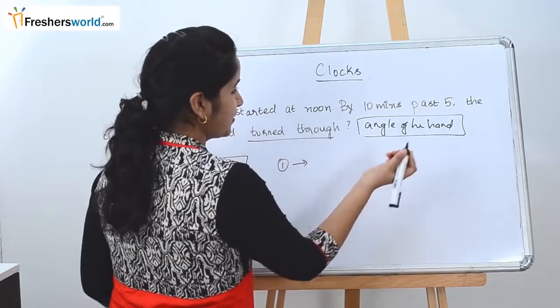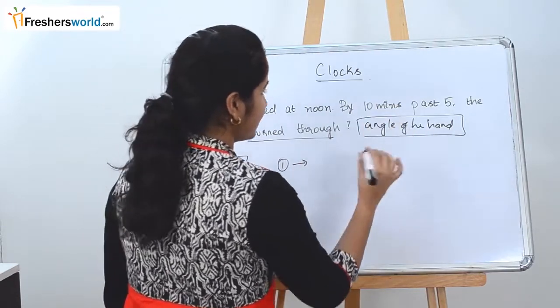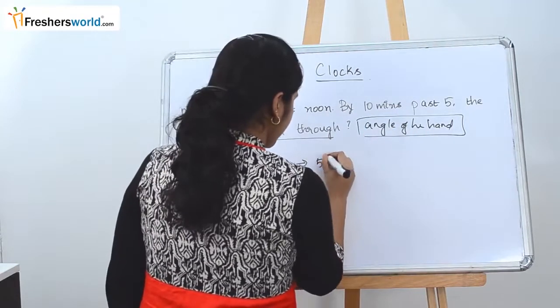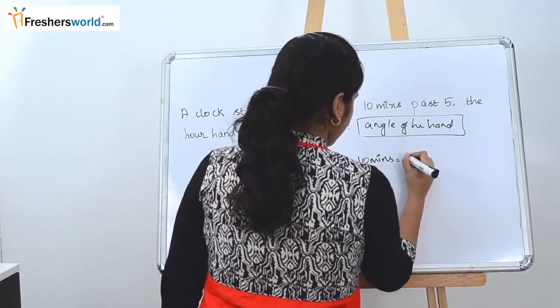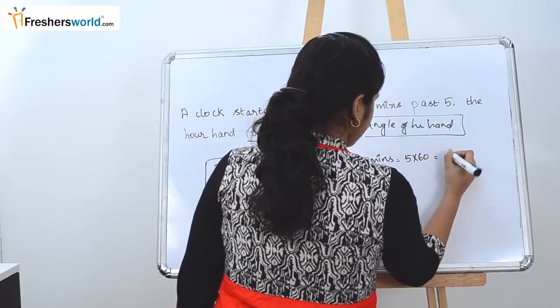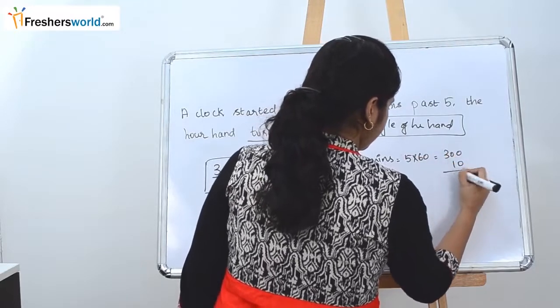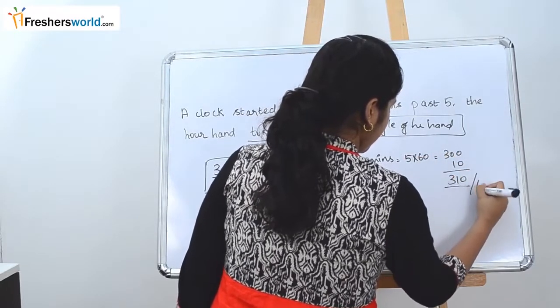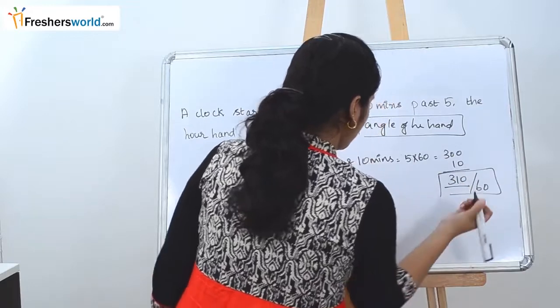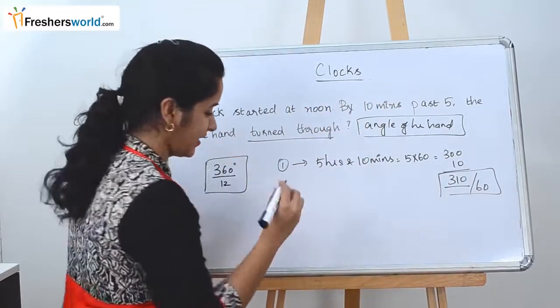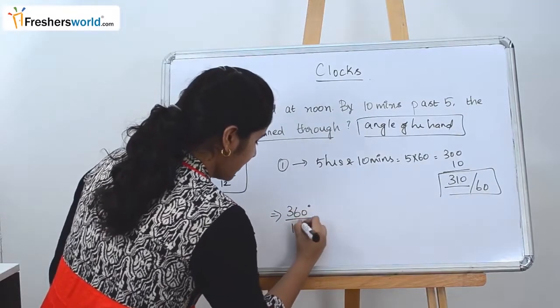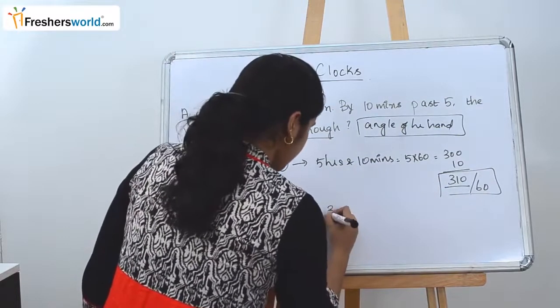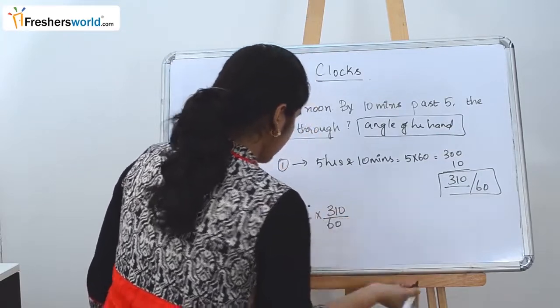First thing that we have to do is, they have given 5 hours and 10 minutes, so we have to convert it first. 5 hours and 10 minutes is nothing but 5 into 60, 300, plus 10, which is 310 by 60. Now they are asking for the angle of the hour hand, so how do we find it? It moves 360 degrees for 12 hours, into 310 by 60. So let's solve it.